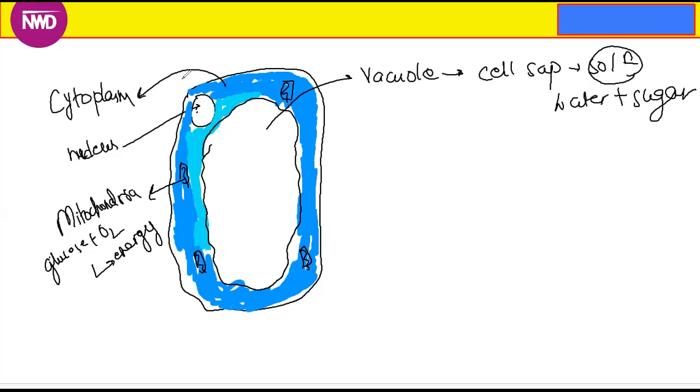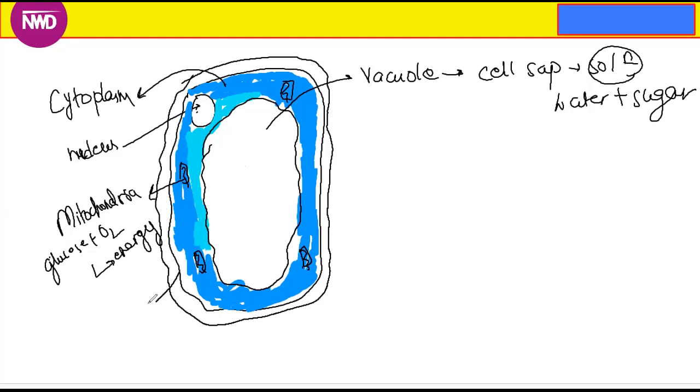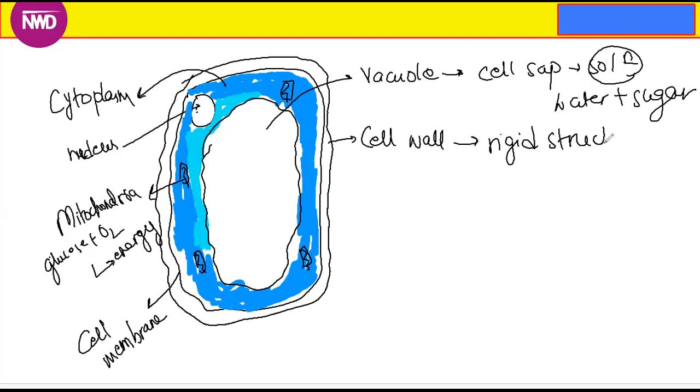Moreover, we have seen an extra layer more than the cell membrane. Here we have seen an extra layer like this. So this was the cell membrane. But this extra layer is known as cell wall, which provides structure and protection to the trees. And it is a rigid structure made up of cellulose.